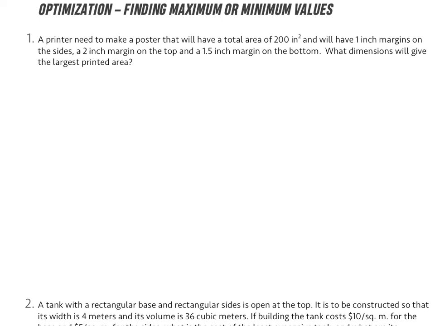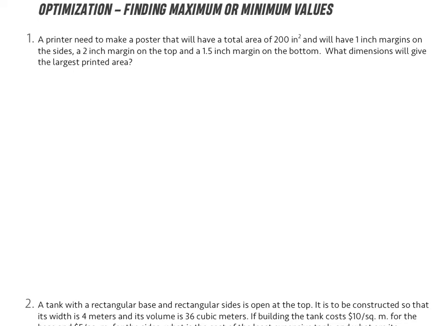Okay, we are looking at optimization scenarios, which involve finding maximum or minimum values. Number one, a printer needs to make a poster that will have a total area of 200 inches squared and will have 1-inch margins on the sides, a 2-inch margin on the top, and a 1.5-inch margin on the bottom. What dimensions will give the largest printed area? Seeing the word largest right here indicates that it's optimization. There are many different areas that the printed part could have, but we are looking for the largest.